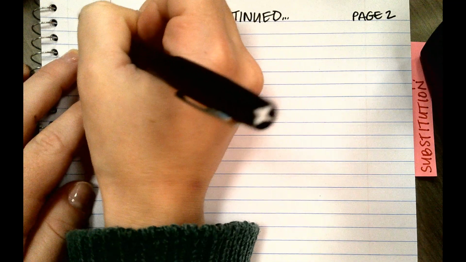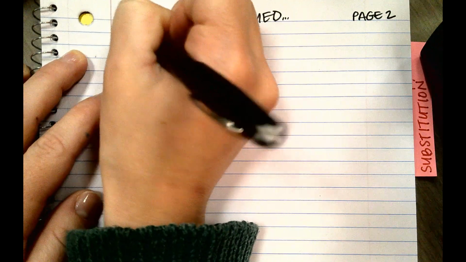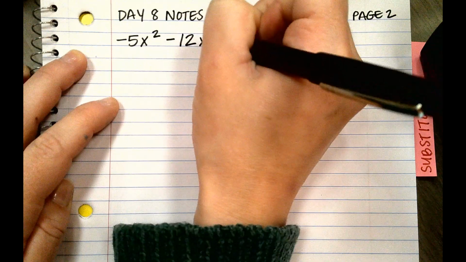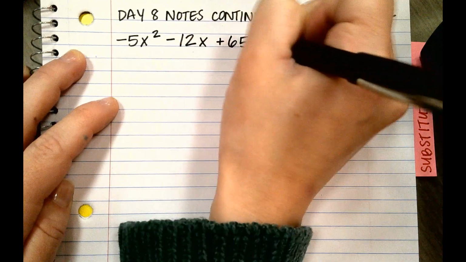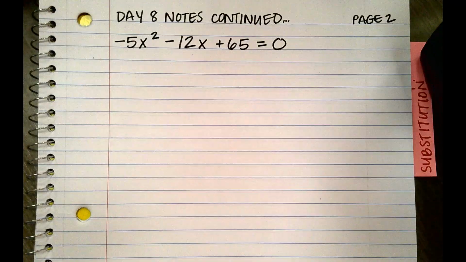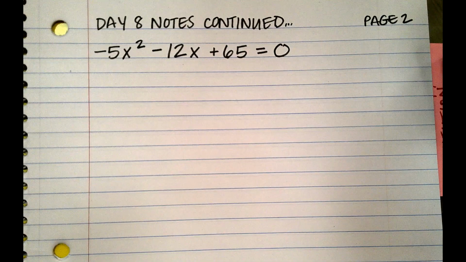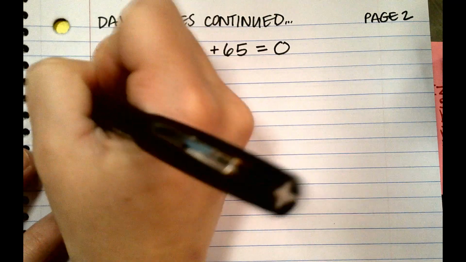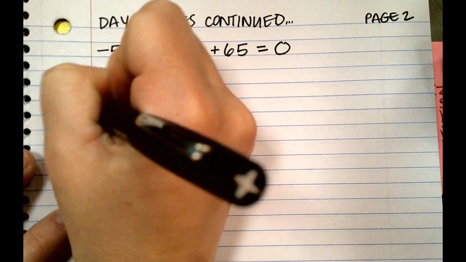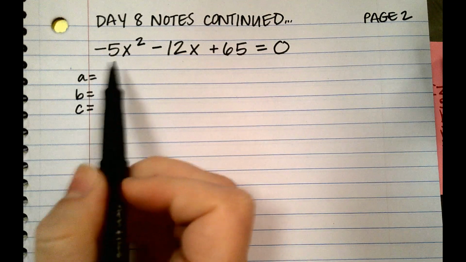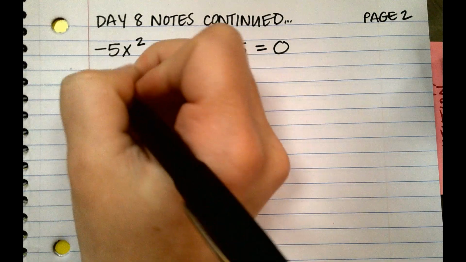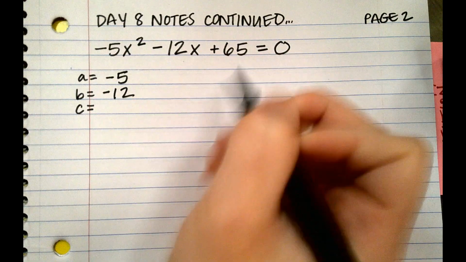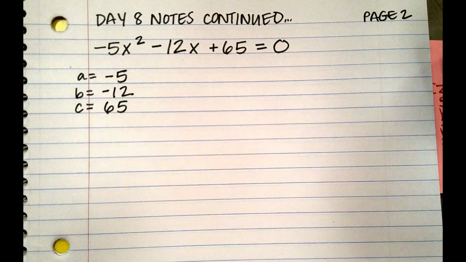I'm going to rewrite the problem real quick. Negative 5x squared minus 12x plus 65 equals 0. And we identified A, B, and C. We said A was negative 5, B was negative 12, and C was 65.